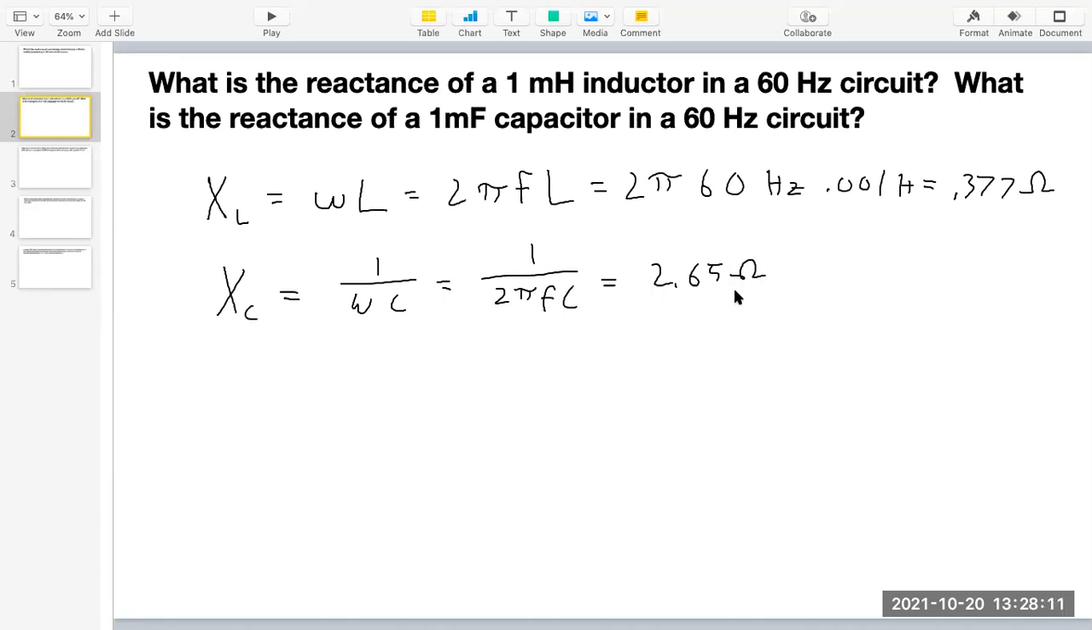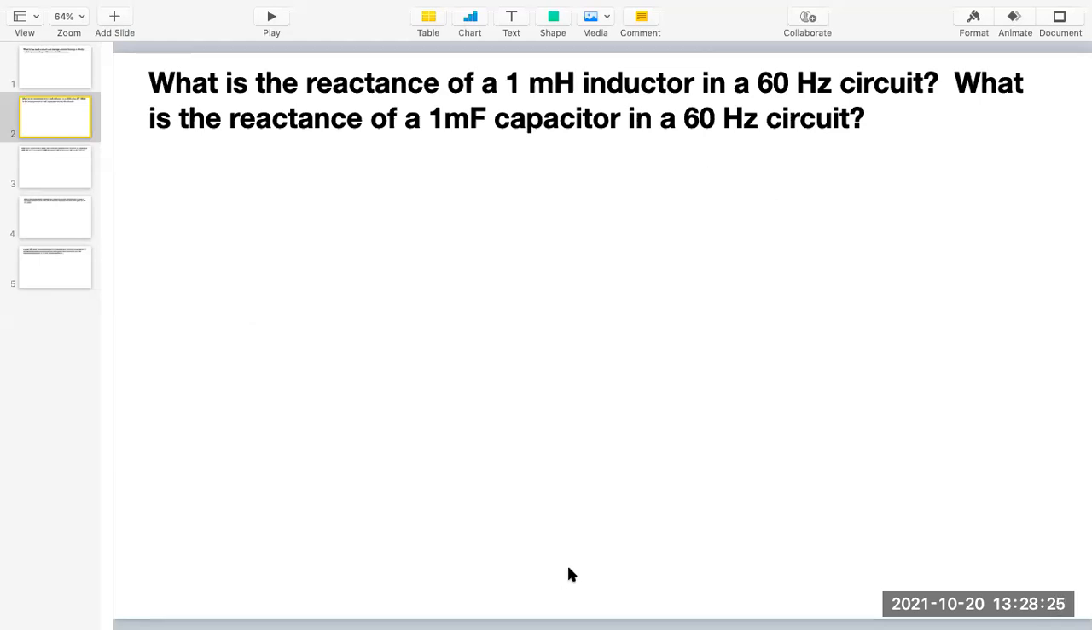Good on this. L for inductors, C for capacitors. So yes, sometimes I guess L's and C's, I should draw them more distinctly. L always for inductors, C always for capacitors.